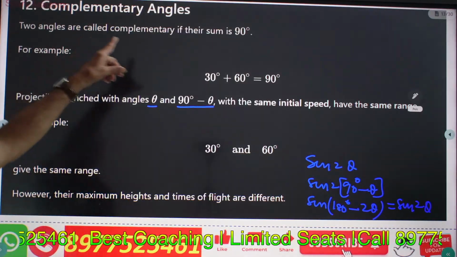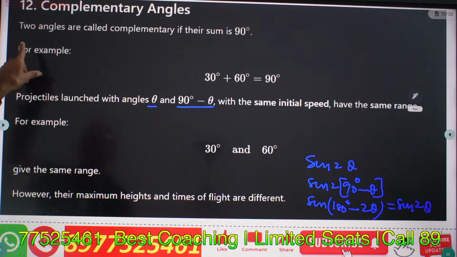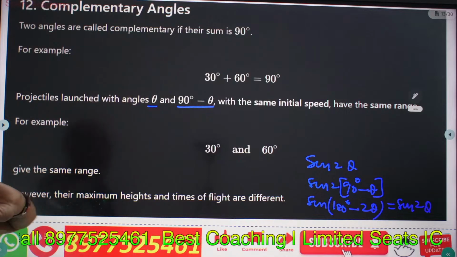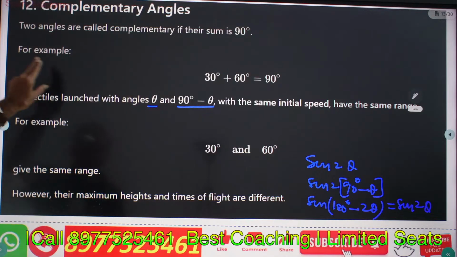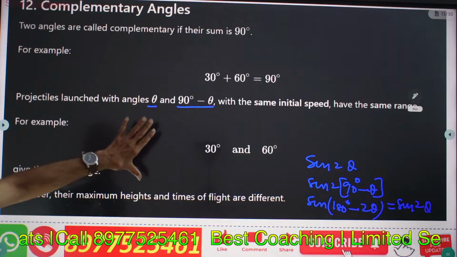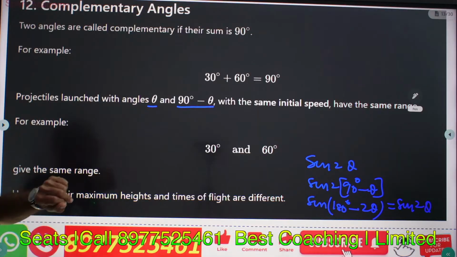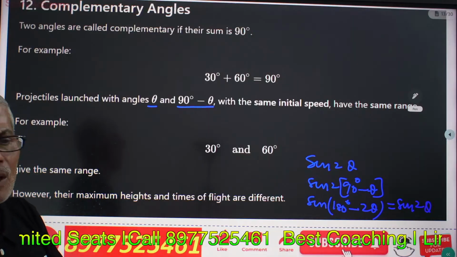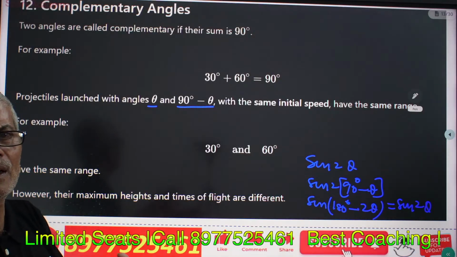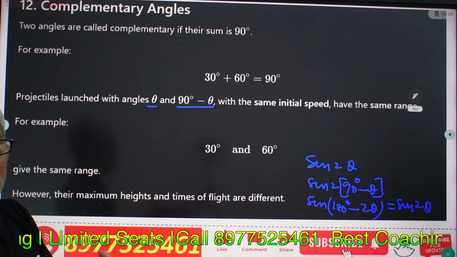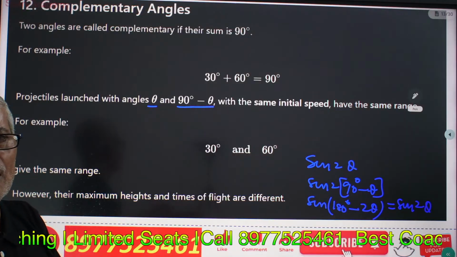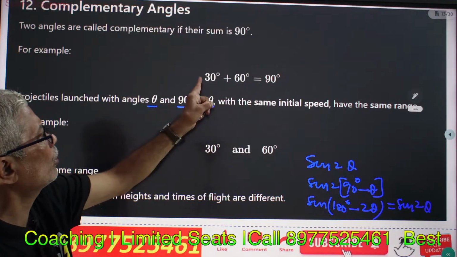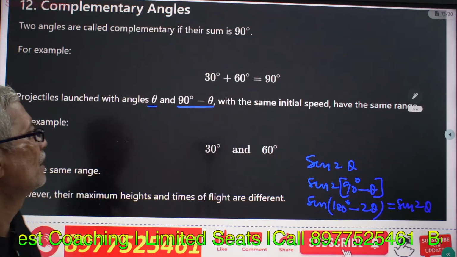Now, complementary angle. Two angles are called complementary if their sum is 90. This is very important information in solving range problems. You should know what complementary and supplementary are. If the sum of the angles is equal to 90 degree, they are complementary angles. If the sum of the angles is equal to 180 degree, they are supplementary angles. So 30 plus 60 is 90, so both 30 and 60 are complementary.